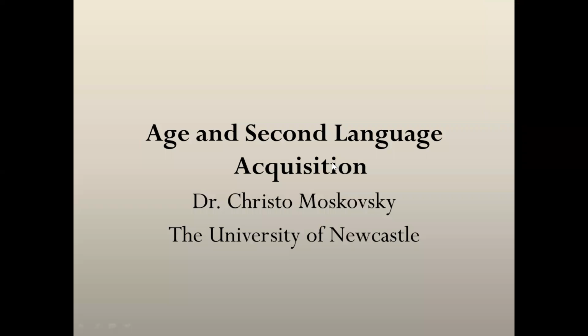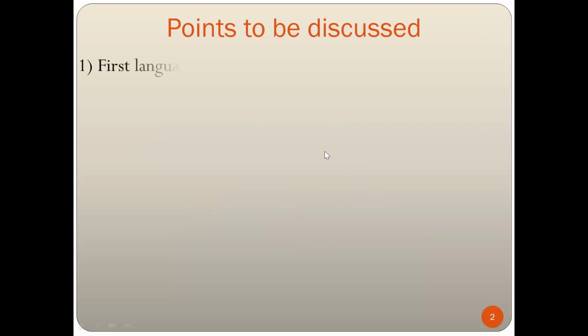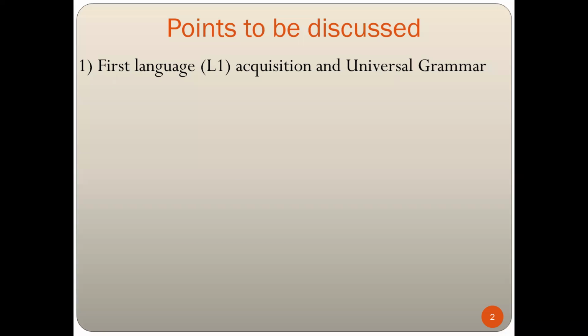Now, age and second language acquisition. These are the points that I'll try to cover as part of my presentation. In the first instance, we'll briefly talk about first language acquisition, and we'll relate this to a very popular and influential theory called universal grammar, with which I'm sure all of you are very well familiar.